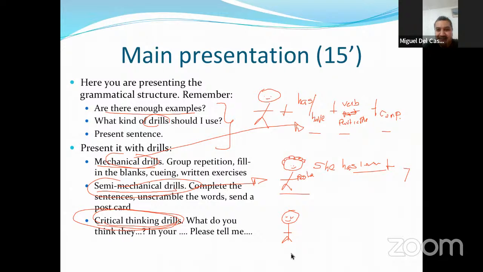See, notice Miguel's face. He's almost entering a trance, no? That is critical thinking. He is actually using his mind to apply the grammar. Continue, Miguel. Okay. Has worked. Good.